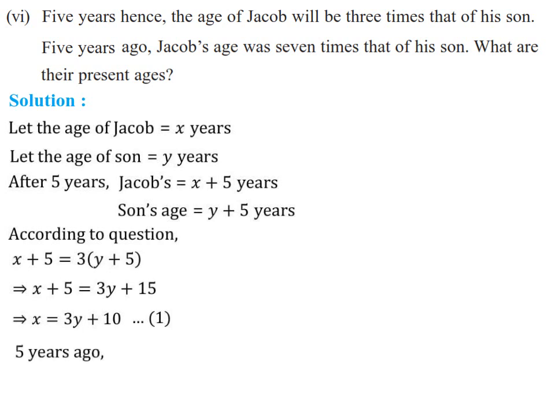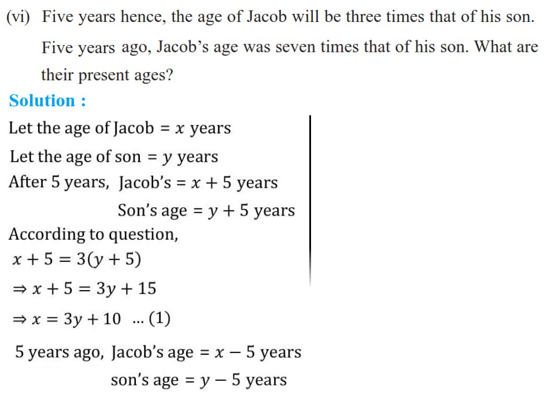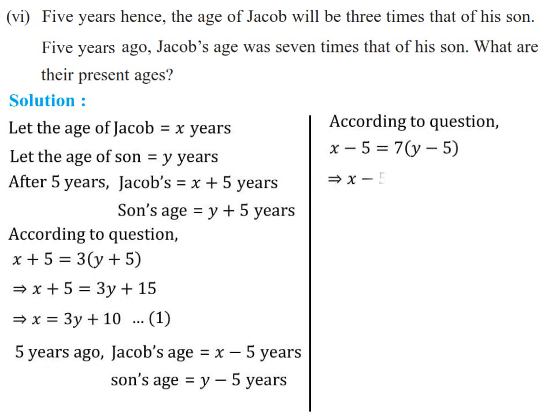Now the second equation, 5 years ago. Now Jacob's age will be x minus 5 and his son's age is y minus 5. Now what will happen? According to the question, Jacob was 7 times as old as his son. So x minus 5 is equal to 7 times (y minus 5). Now simplification, I will get x minus 5 is equal to 7y minus 35. So my equation will become x minus 7y is equal to minus 30. That is my second equation.